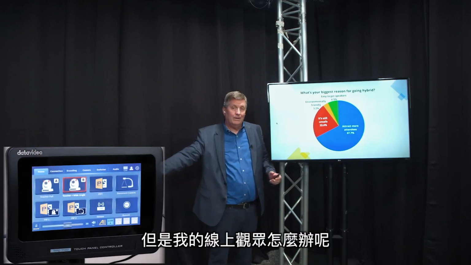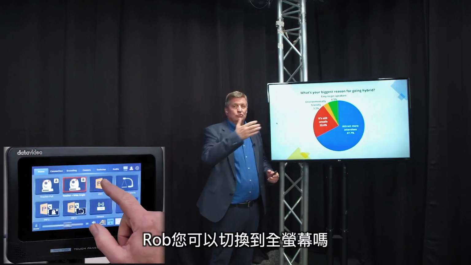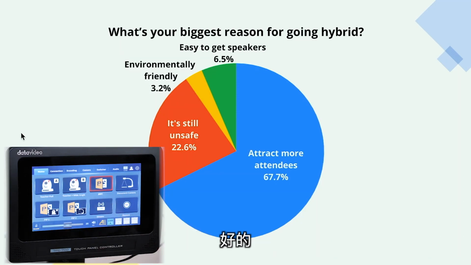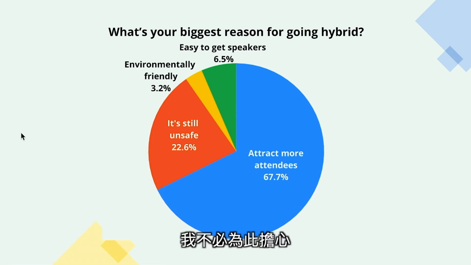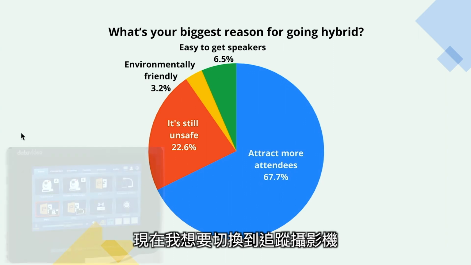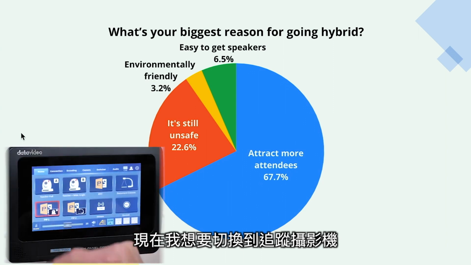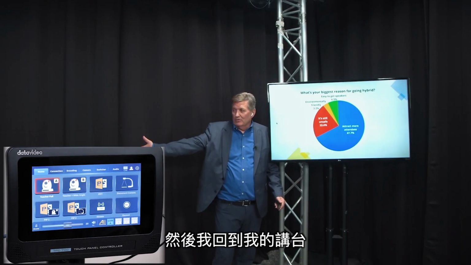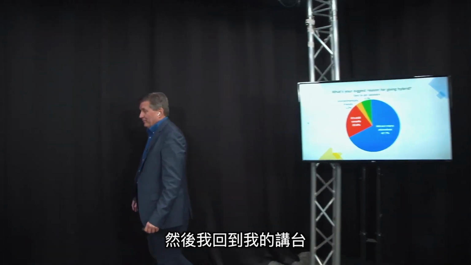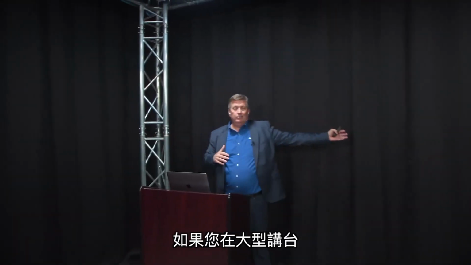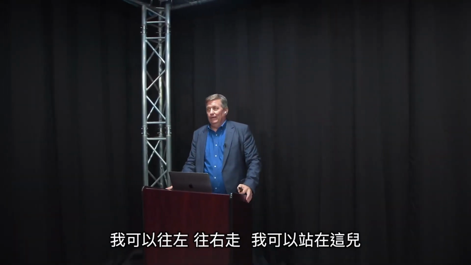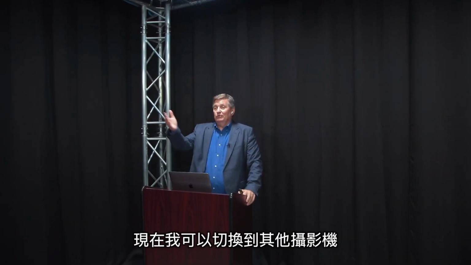But what about my online audience? Can you switch to this full screen, Rob? Wow, there you go. So now he is actually able to show the online audience my PowerPoint remotely. I don't have to worry about that. Now maybe I want to switch back to the tracking camera, and I'm going to walk back over to my podium. I know it's a small stage, right? But this tracking camera has a lot of range. If you have a big stage, I can go left, right, and I can settle in here. Now I can switch back to my other camera, now that I'm at the podium.